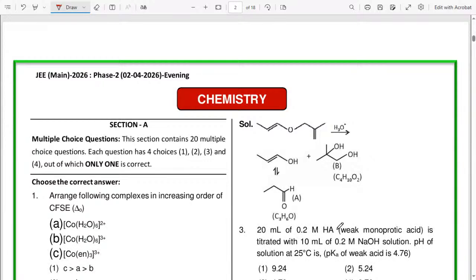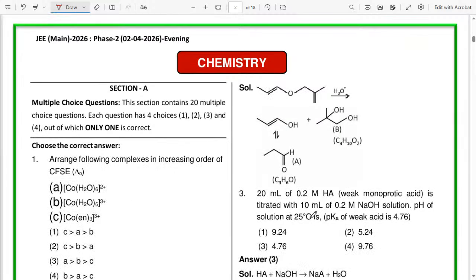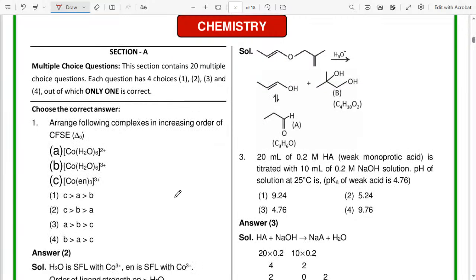Yes students, JEE Mains 2026 Phase 2, April 2nd evening question paper of chemistry. Dear students, Section A, as you know, consists of 20 multiple choice questions with options 1, 2, 3 and 4, out of which only one is the correct answer. For the correct answer you are awarded 4 marks. If you give a wrong answer, you lose 1 mark. Let us see the questions.